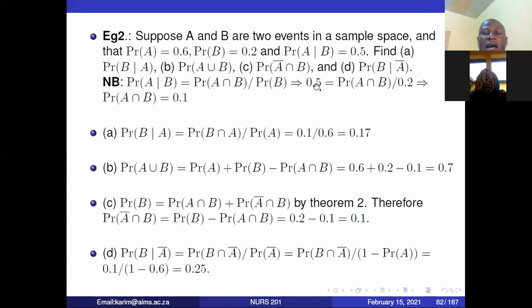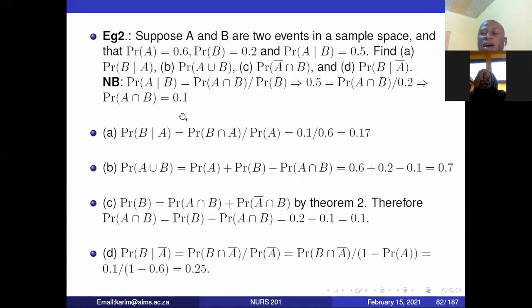So this will imply that 0.5, which is the probability of A given B, equals probability of A intersection B divided by probability of B, which is 0.2. So you make the probability of A intersection B the subject. And that is just going to be equal to 0.2 multiplied by 0.5. And that is going to give us 0.1.